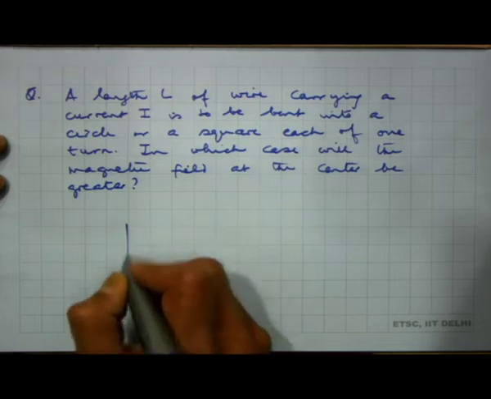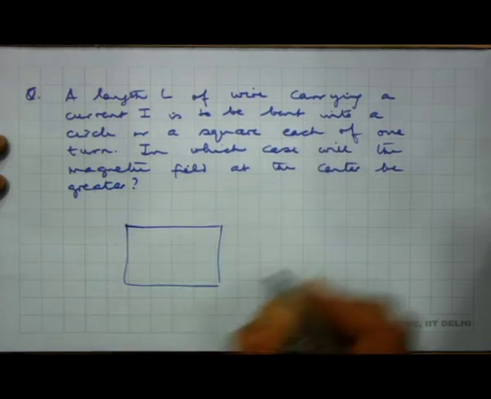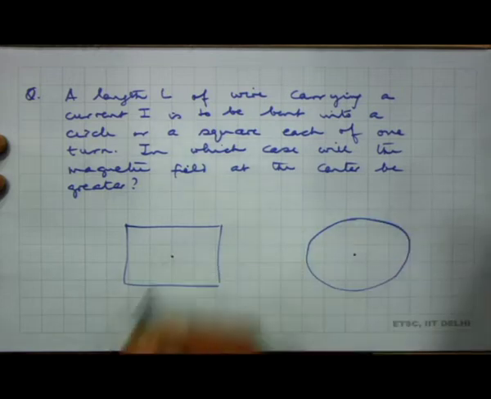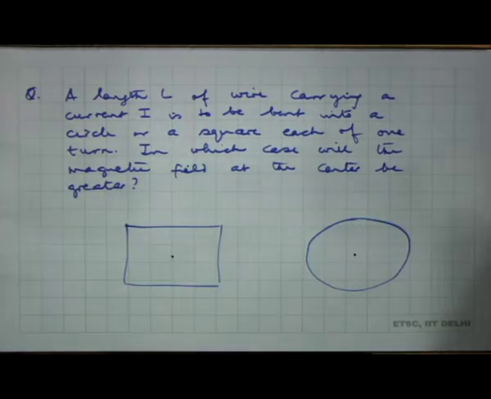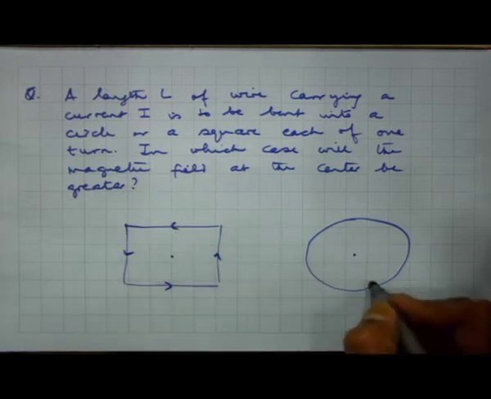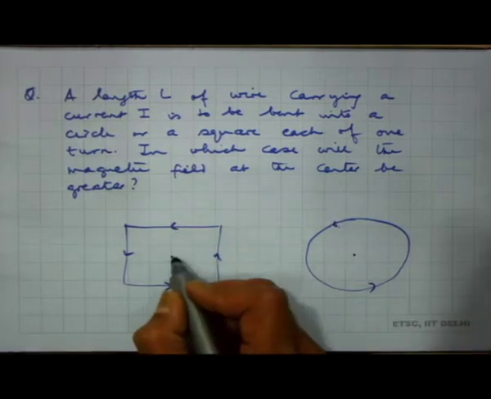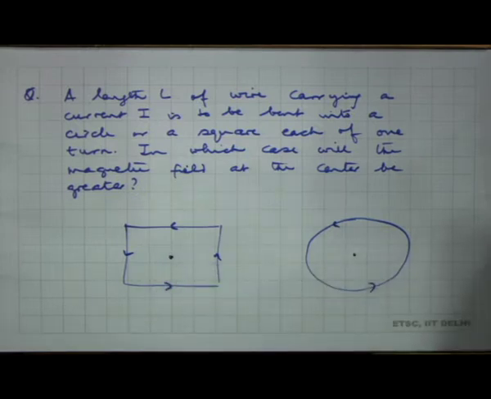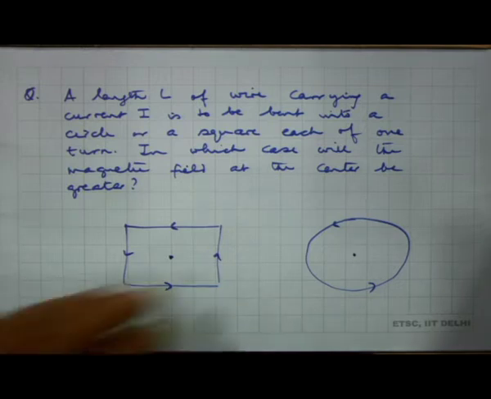That means, from a given length I make a square, and for the same length I make a circle, and at the center I want to calculate the magnetic field. The length of this square is the same as the length of the circle, and if I flow a current, I need to calculate the magnetic field at the center here and center here and compare the two magnetic fields. So, I want to solve this problem.